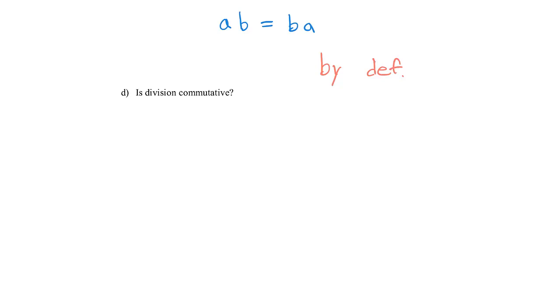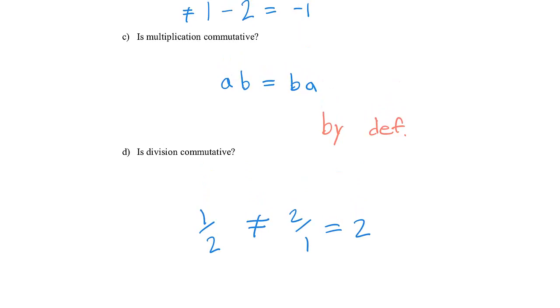Is division commutative? Okay, now we can come up with a counterexample again. We could do 1 divided by 2. Well, you get 1/2, but that's certainly not the same as 2 divided by 1, because that's 2. 2 is not the same as 1/2. So, is multiplication commutative? We would answer yes, but division is not commutative, no, because we can find a counterexample.